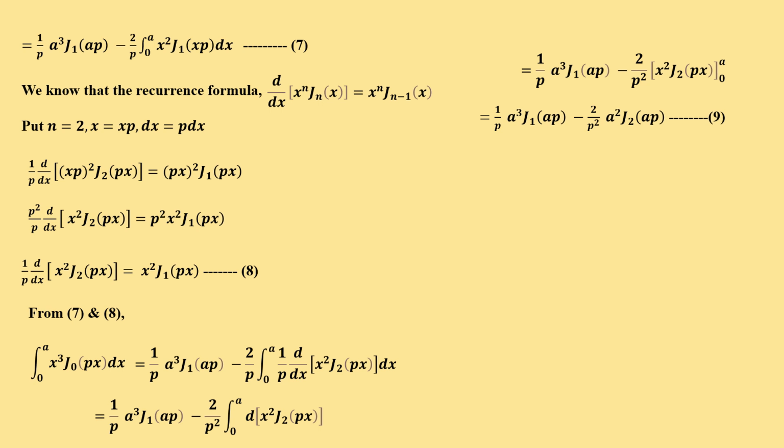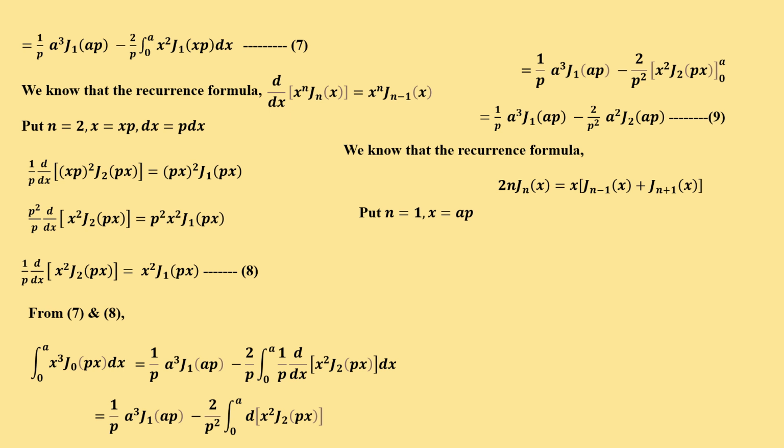So 9th equation. We know the recurrence formula again, 2n Jn of x, which is equal to x into Jn minus 1 of x plus Jn plus 1 of x. So here we are replacing n by 1 and x by ap, right? So 2 J1 of ap, which is equal to ap J0 of ap plus J2 of ap. So J2 of ap, which is equal to 2 by ap J1 of ap minus J0 of ap, that is equation number 10.